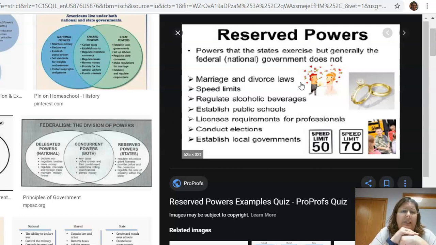But the age for drinking and the blood alcohol content, that's a state decision. And we look at that and go, well, why do all 50 states have the age of 21? The federal government got very creative, and I'll go through that in another lesson.